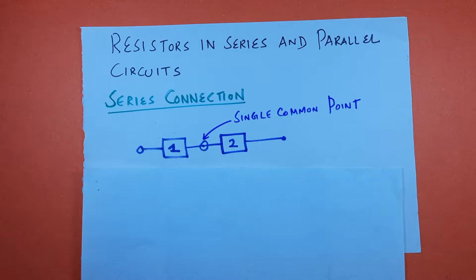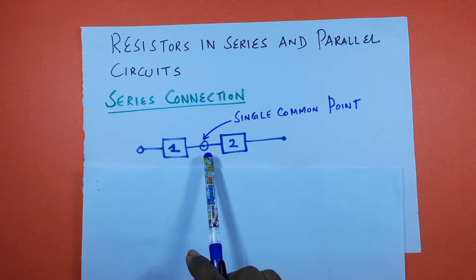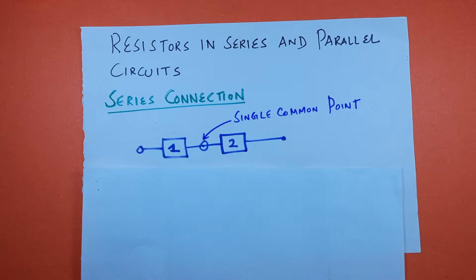Here you can see we have two components A and B, right? And you have a single common point between A and B, or between component 1 and component 2. So this is your single common point. So I can say the components 1 and 2 are connected in series.